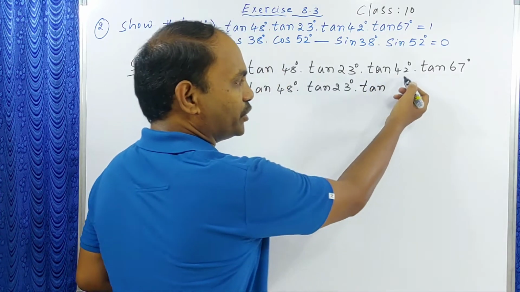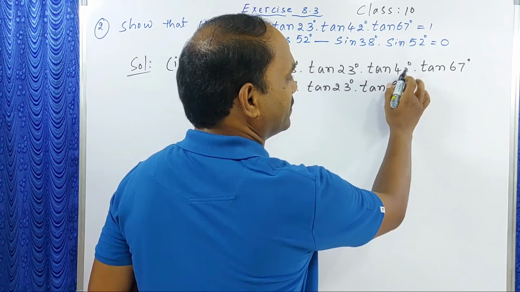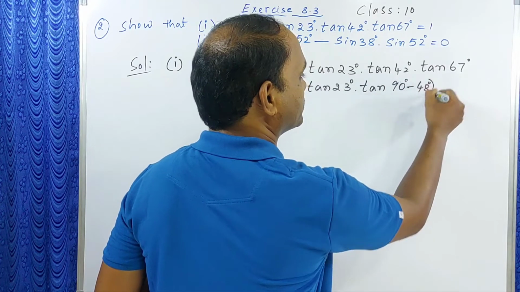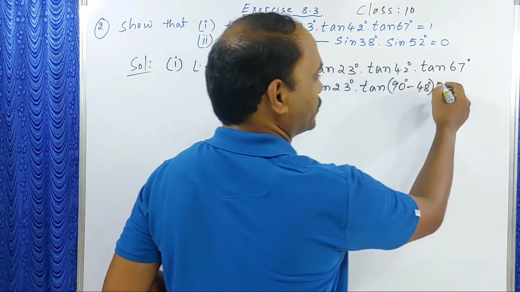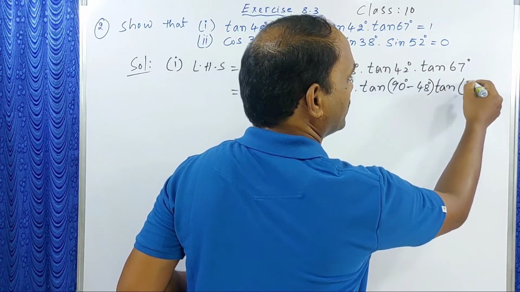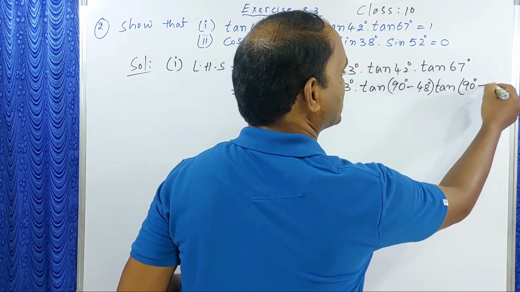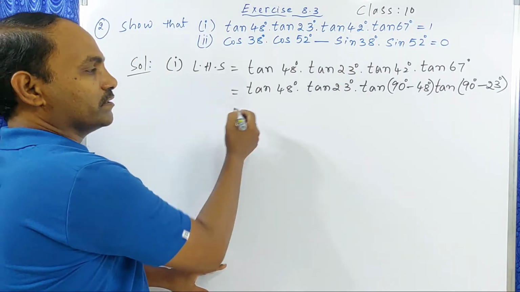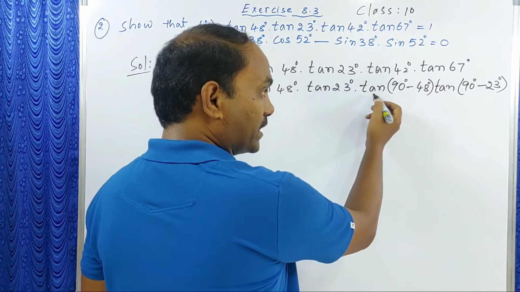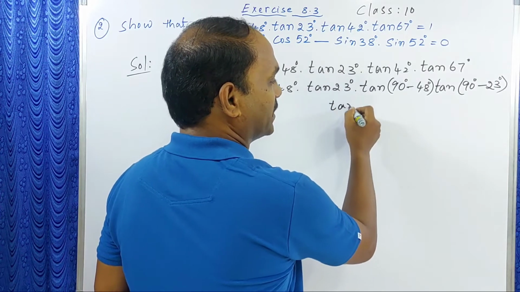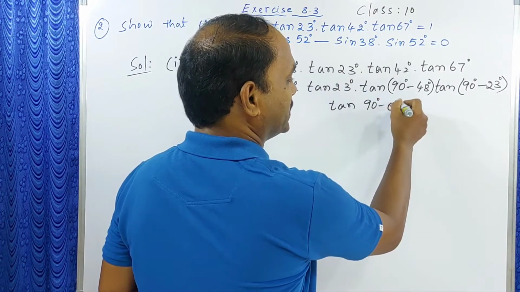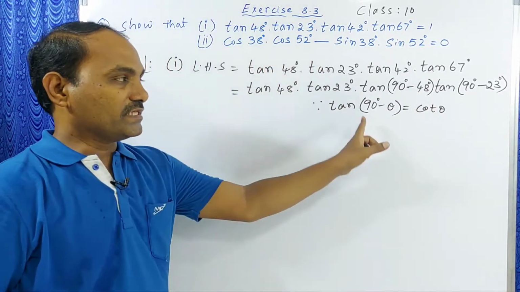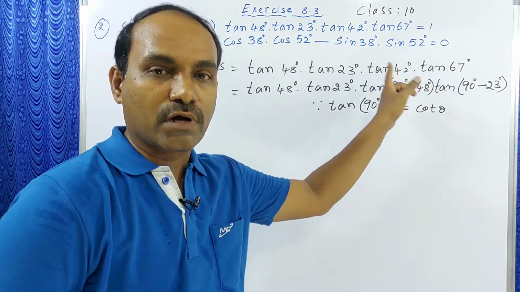Tan 42 can be written as 90 degrees minus 48 degrees. When you subtract, you will get 42. Here this one also, tan 67 can be written as 90 minus 23 degrees. Students, here is the tan 90 minus theta formula. Tan 90 degrees minus theta is equal to cot theta. Since from this formula we change these two into cot.